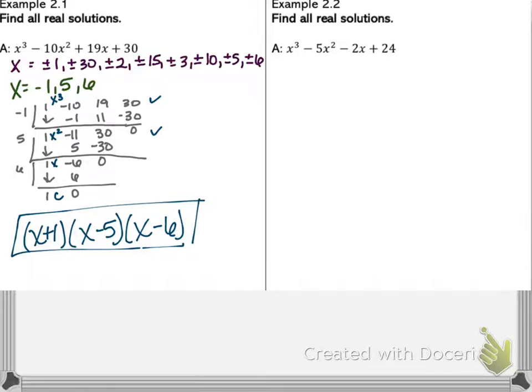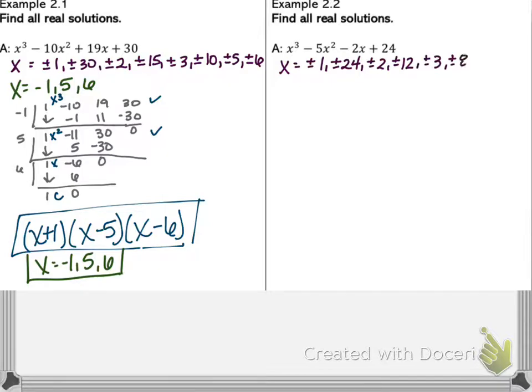All right, same thing with example 2.2. For honors only, we're going to write the possibilities. Oh, hold on, there we go. We are going to write the possibilities of 24. That's going to be positive and negative 24, positive and negative 2 and 12, positive and negative 3 and 8, positive and negative 6 and 4.